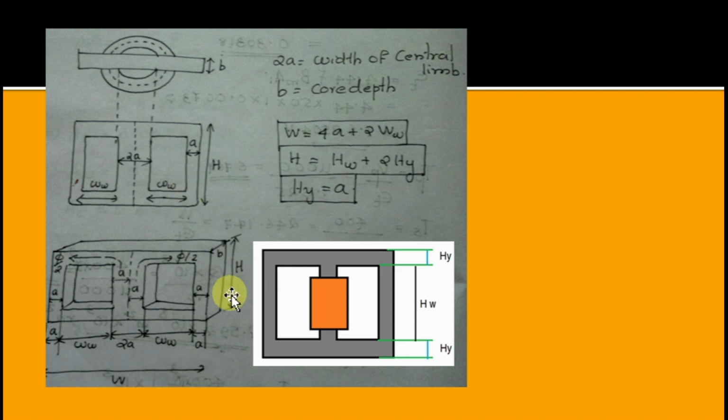From figure, total width W is A plus Ww plus 2A plus Ww plus A, that is 4A plus 2Ww. Height is same as core type, that is Hw plus 2Hy. Also Hy equal to A.